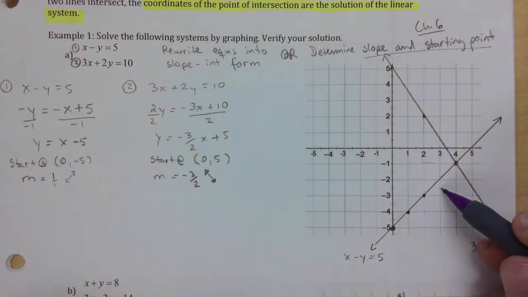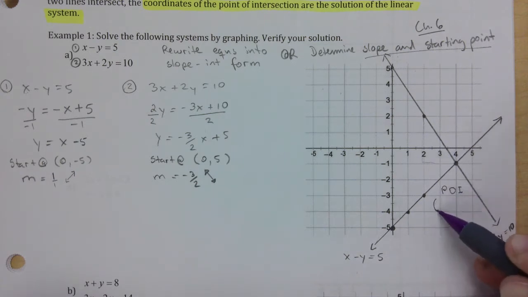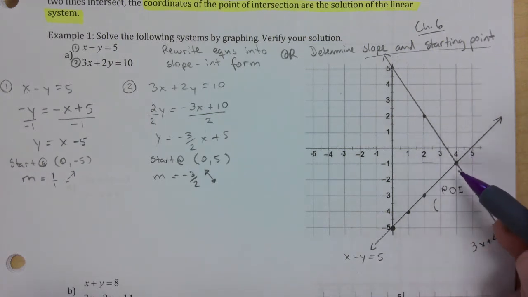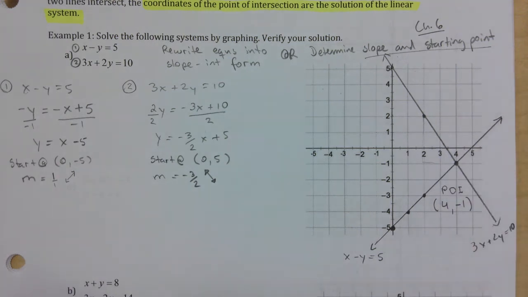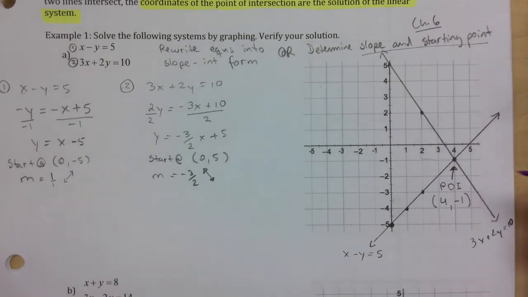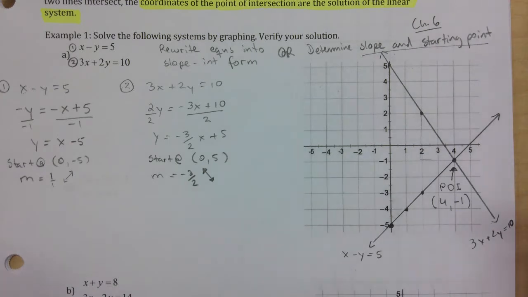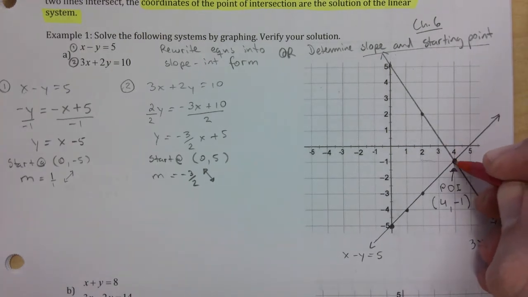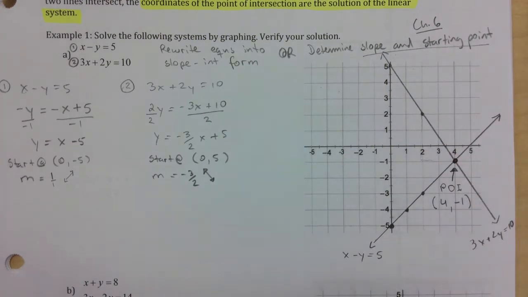And the POI, the point of intersection, is 4, -1. You make sure you label that on the graph, right? The point where they intersect on the graph. When you're solving graphically, it should be on there. So let's make an arrow there. And that's a very important point to us. So I'm going to use red to make it even darker. Not sure if you can see that.